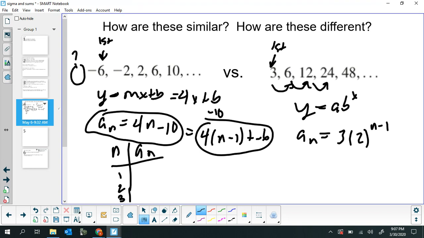So there you go. What are these rules called again? From your previous class, we call this arithmetic. And over here, instead of exponential, we call this one geometric.